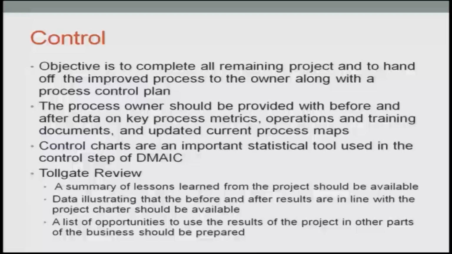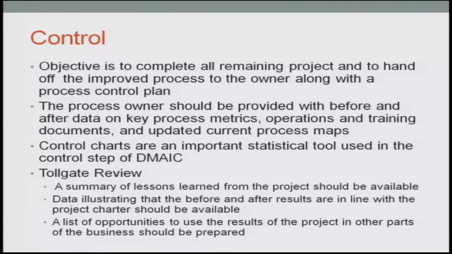In the control stage, the objective is to complete all remaining projects and to hand off the improved process to the owner along with the process control plan. Then the process owner should be provided with before and after data on key processes. Control charts are important, such statistical tools are utilized in the control step of DMAIC.